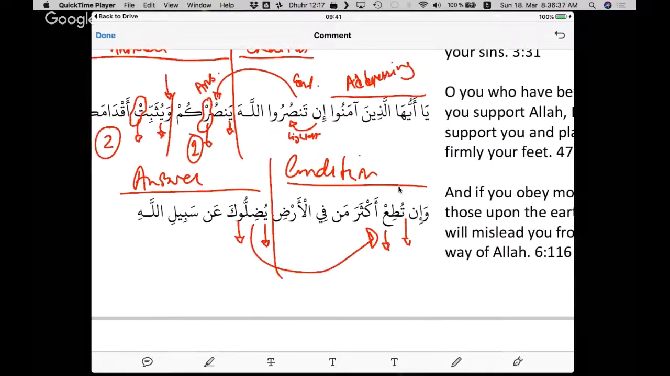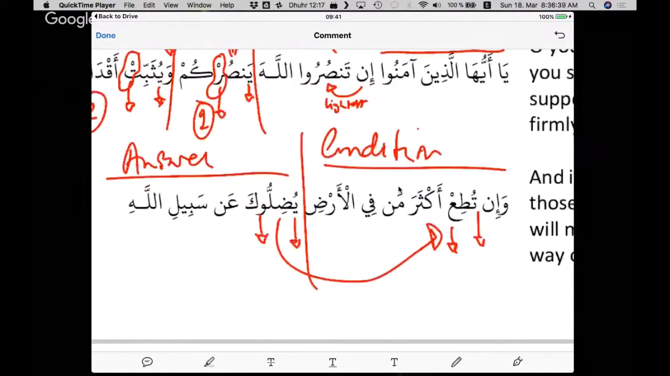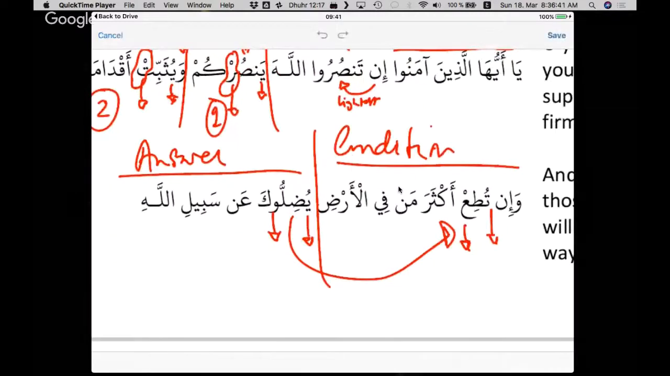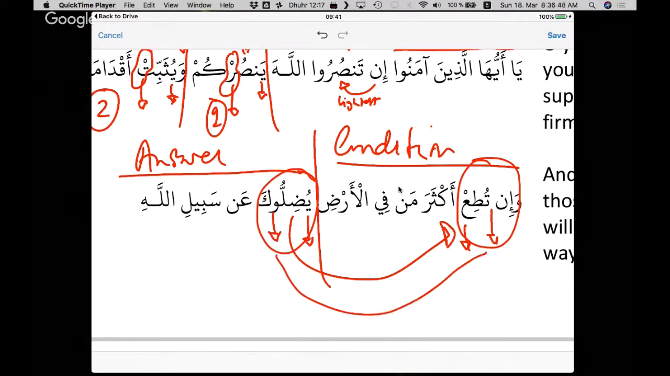So if you look at the Arabic structure, you find there are two things, in tuti and yudillu. Okay, these are both lightest. So as soon as you found in tuti, you know there is a condition being established, and then you went on.